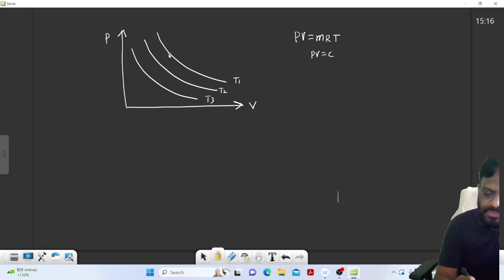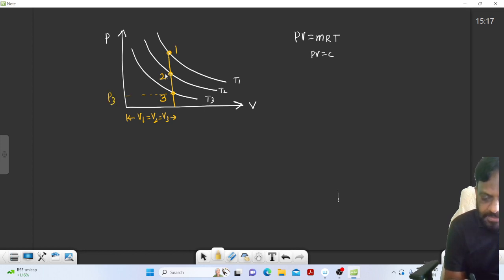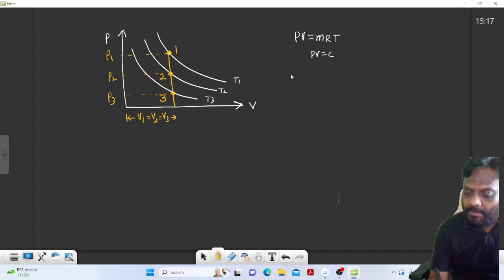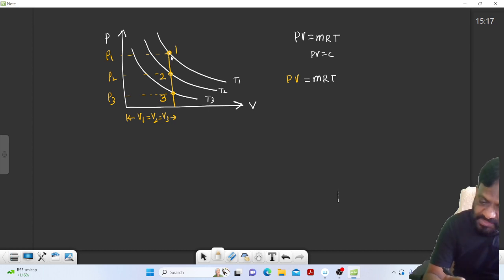For that, you just draw a constant volume line. Let me take this as 3, this as 2, and this as 1. So everywhere V1 is equal to V2 is equal to V3; it is a constant volume. This pressure is P3, this pressure is P2, this pressure is P1. You know very well, PV is equal to mRT. For this constant volume process, mass is constant, R is constant, so pressure is directly proportional to temperature.